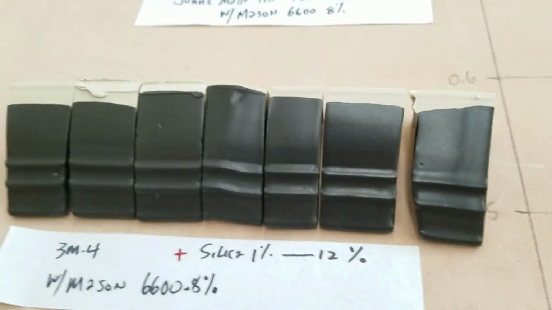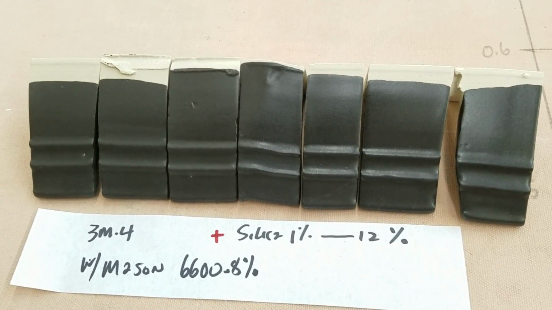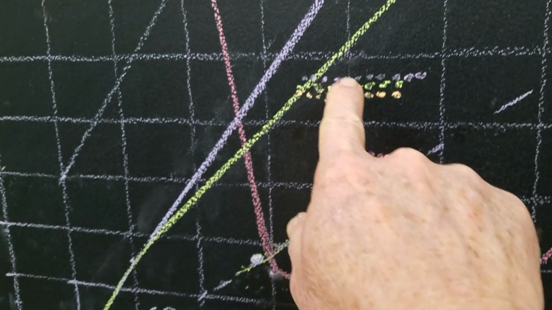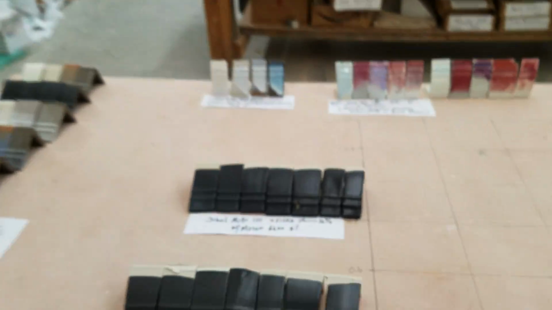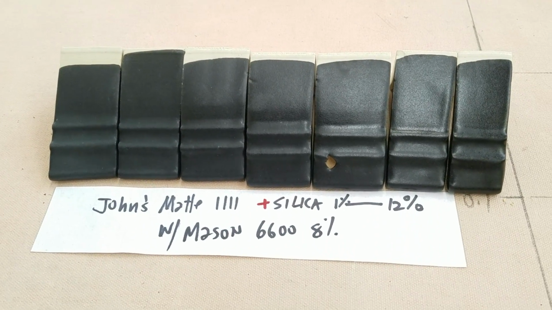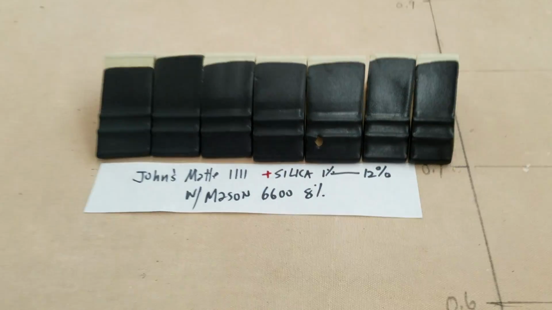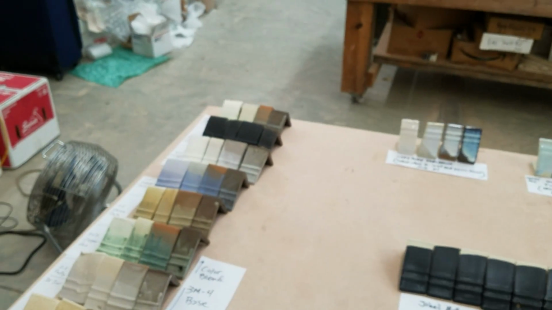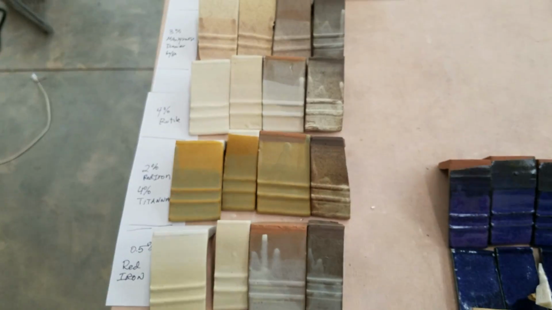Now the trouble with stains is you don't know what's in a stain because it's proprietary. But you have a pretty good idea that we're going to be moving from here towards our gloss line. When you add stains, it might jump up a little bit because there's alumina and silica in stains. All right, and I did the same thing here with John's Matte 1111, and some of these are really nice satiny mattes.